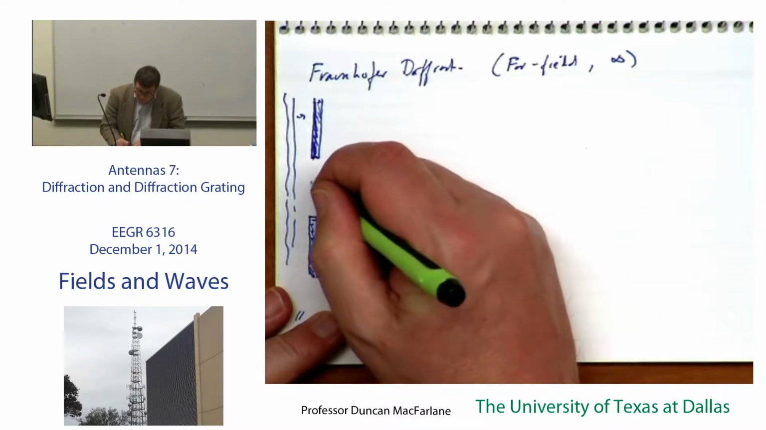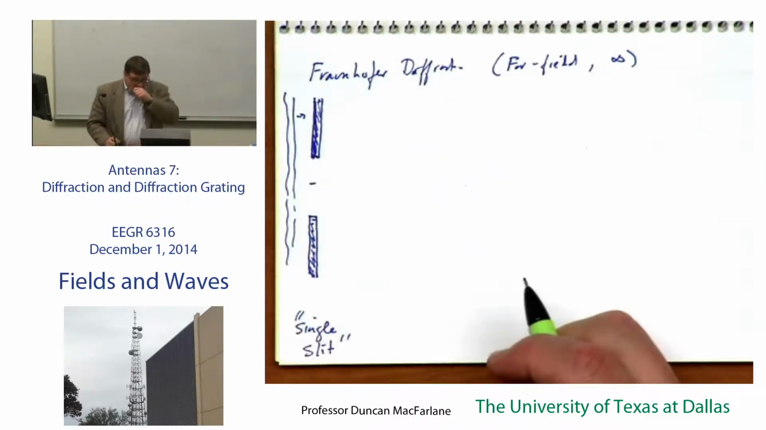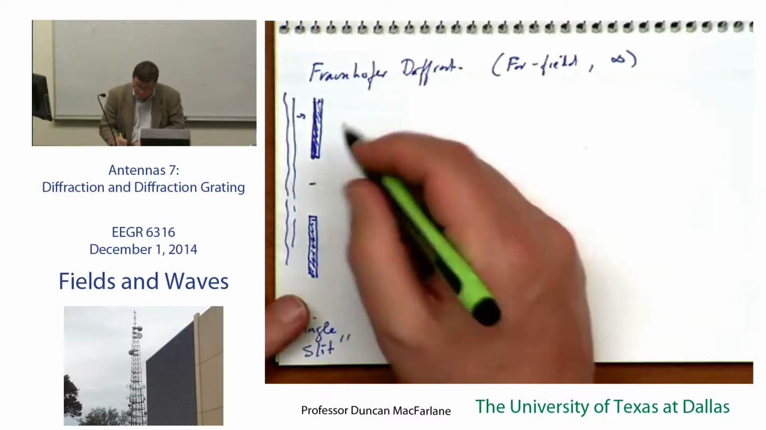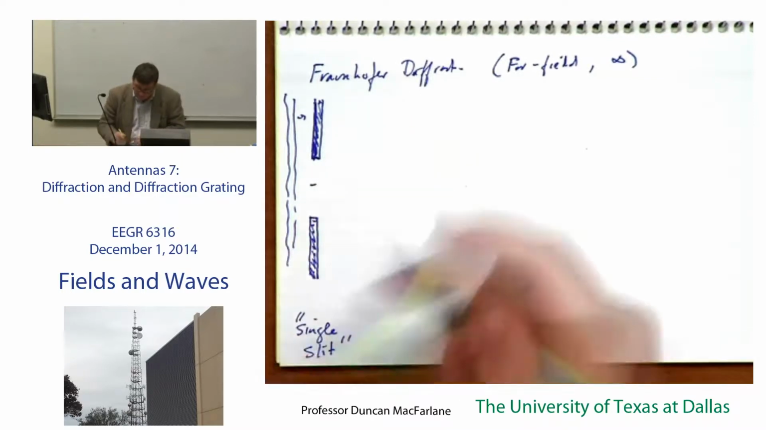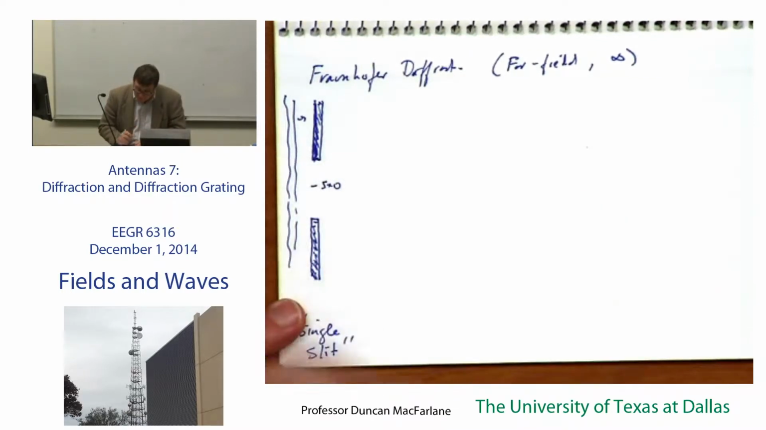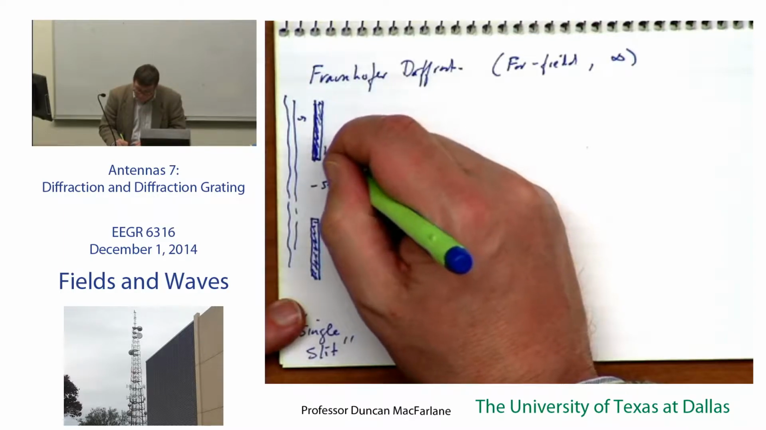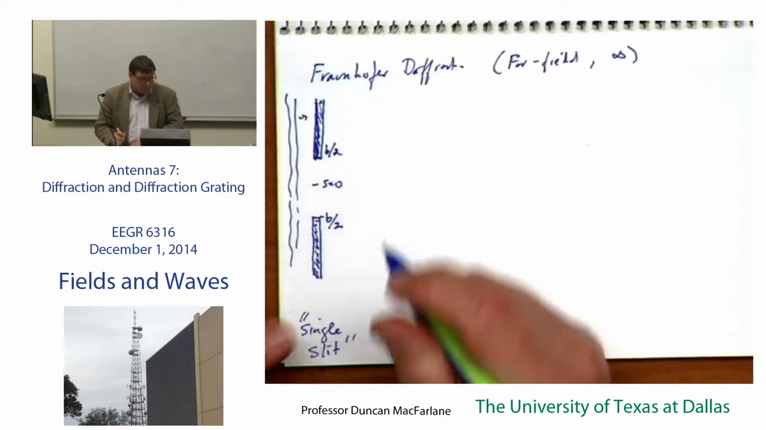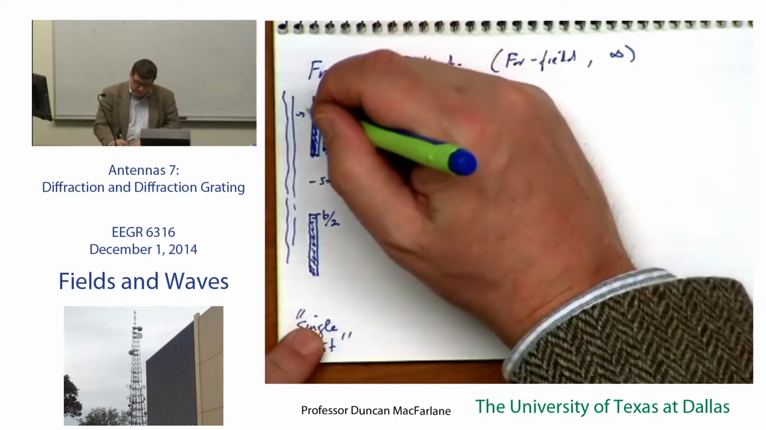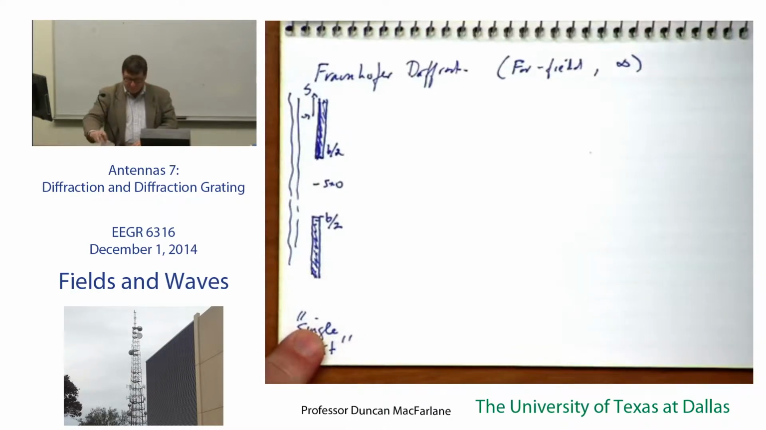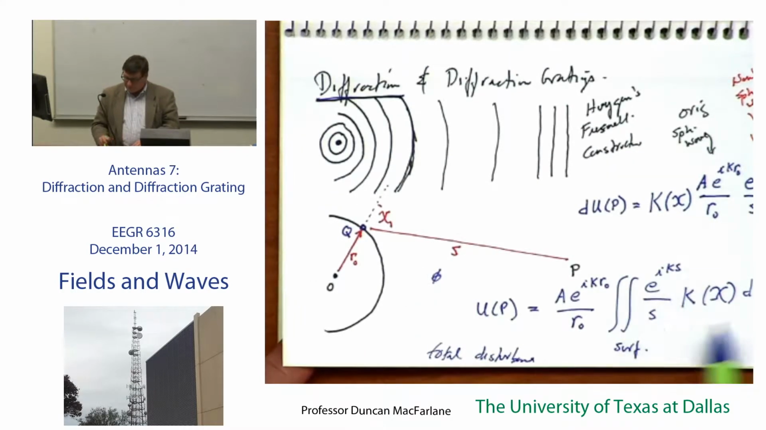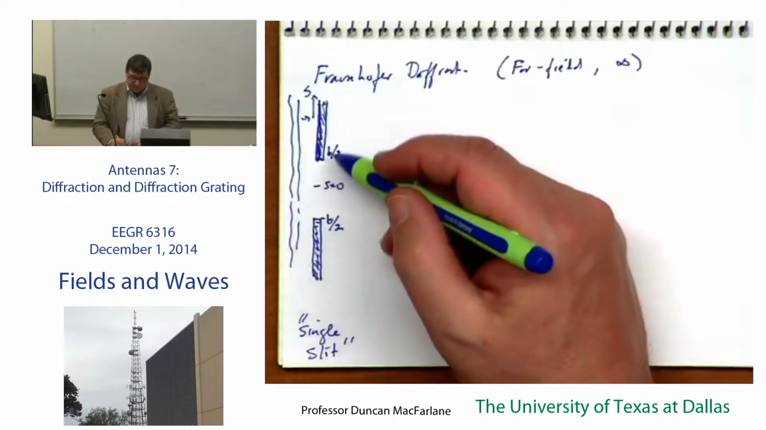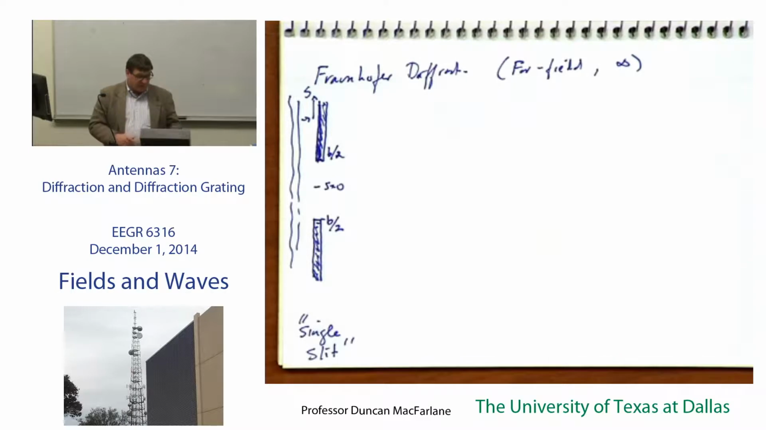So 0 is in the center. We'll have S equals 0 in the center. The top of this will be b over 2. The bottom will be minus b over 2. This plane here will be the S plane from this integral here. So S equals 0, S equals b over 2, S equals minus b over 2.